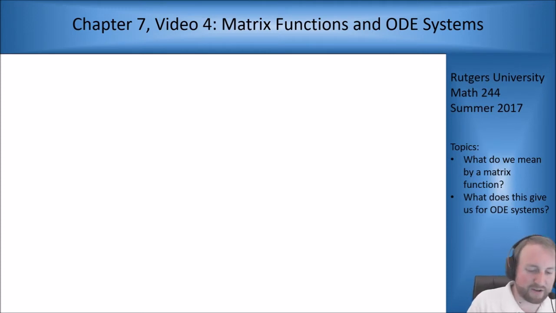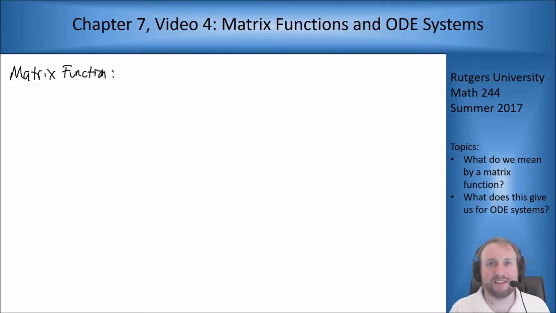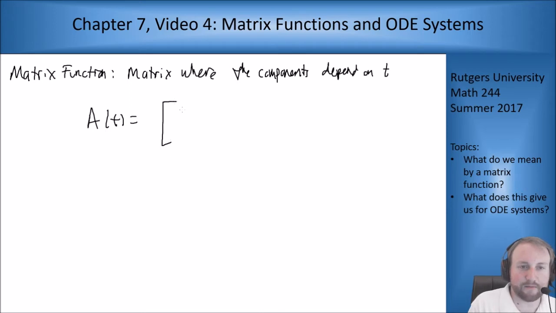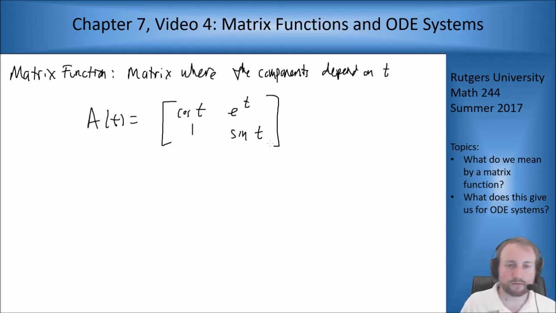By a matrix function, all we really mean is that our matrices, instead of having numbers in all the different spots, have functions in all the spots. So it's a matrix where the components depend on t. So I could have something like A of t is going to be cosine of t, e to the t, 1, sine of t. Every spot in the matrix is a function of t. That's all I mean by a matrix function.